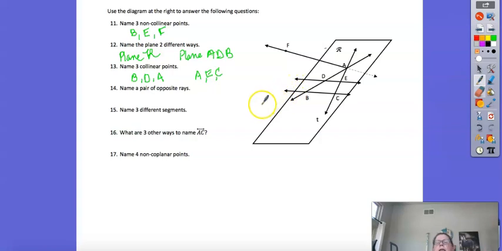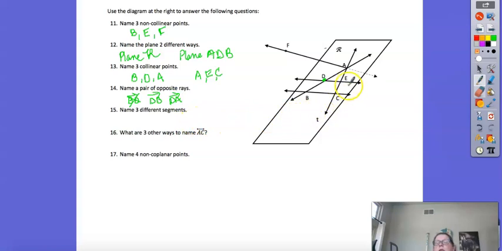Okay? Okay, name a pair of opposite rays, and this is where we have a tough time. If I picked D as my endpoint, I could have a ray going this way, DB, then the other ray would be DA. That would work. So whenever I talk about opposite rays, I have to have the same endpoint, same endpoint, and then the direction it's going in. Those would be 2 opposite rays.